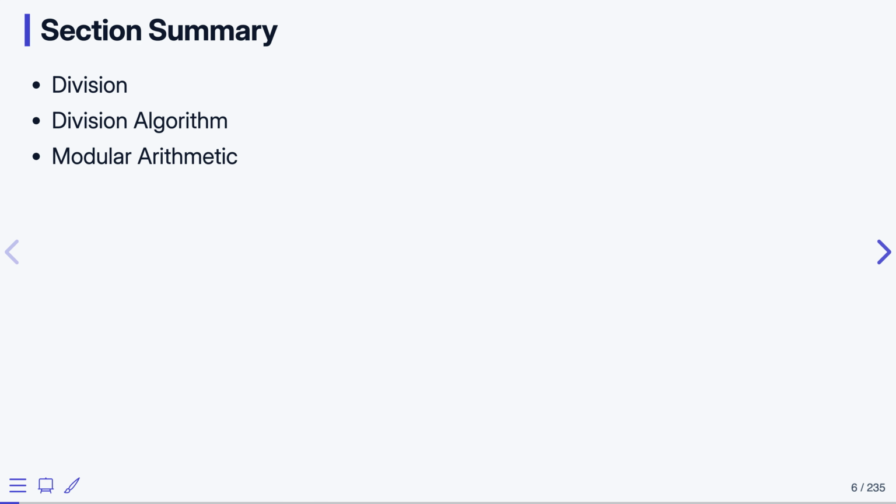This section has 3 parts. First, division, and what it means for one number to divide another. Second, the division algorithm, which is really a theorem about quotients and remainders. And third, modular arithmetic, which is arithmetic with remainders.